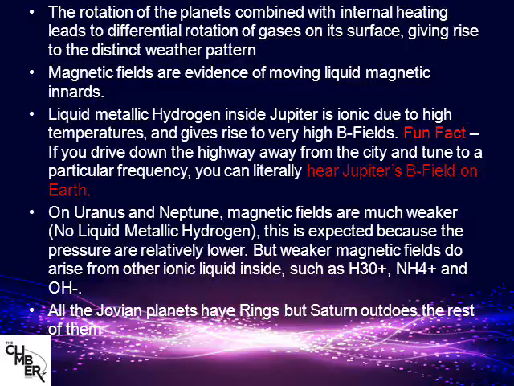Moving ions in liquids give rise to magnetic fields, which is evident in the case of liquid metallic hydrogen, which gives rise to such a strong magnetic field on Jupiter that it can even be detected on Earth itself. In the case of Uranus and Neptune, though, due to the absence of liquid metallic hydrogen, the magnetic fields are much weaker. Another shared characteristic of all the Jovian planets, though this may come as a surprise to a few, is that they all have rings or ring systems. But of course, none can match the grandeur or splendor of those of Saturn.